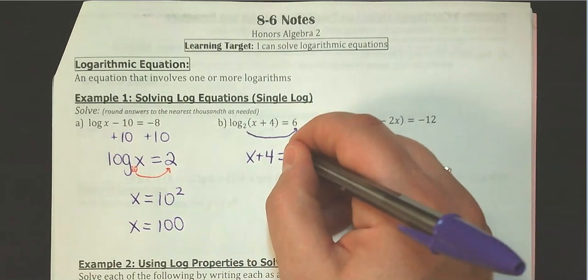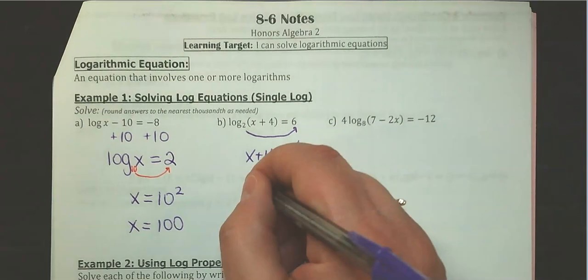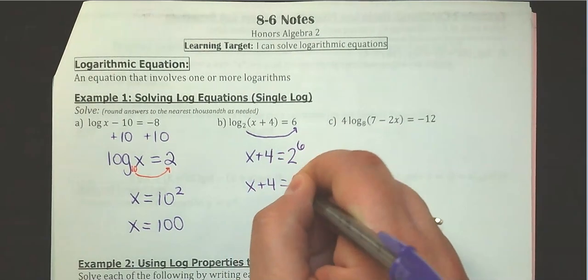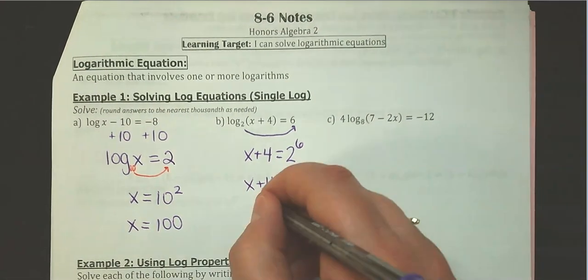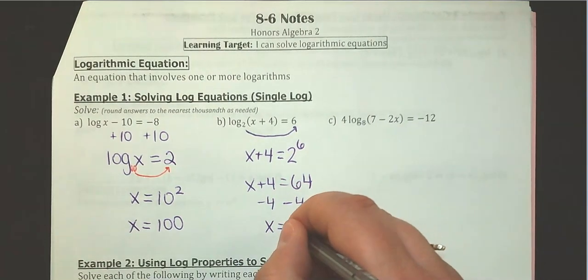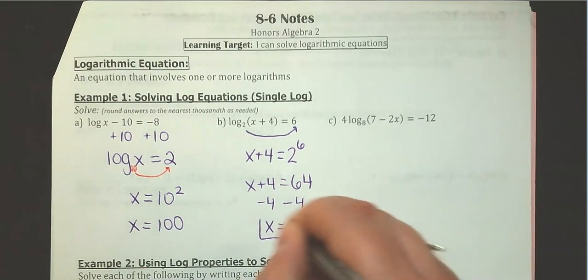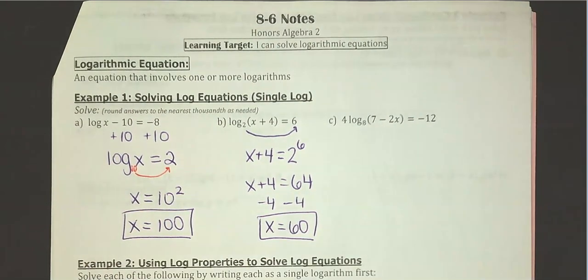The base of the log is going to push that 6 up into the air to be the base of an exponent. Grab your calculator if you want to. 2 to the 6th power should be 64. And then all you got to do there, we're just going to subtract the 4. And just make sure this should be fine. We're not going to take the log of a negative number if we plug in 60 to the original problem, so it should be okay. That's all you got to do.